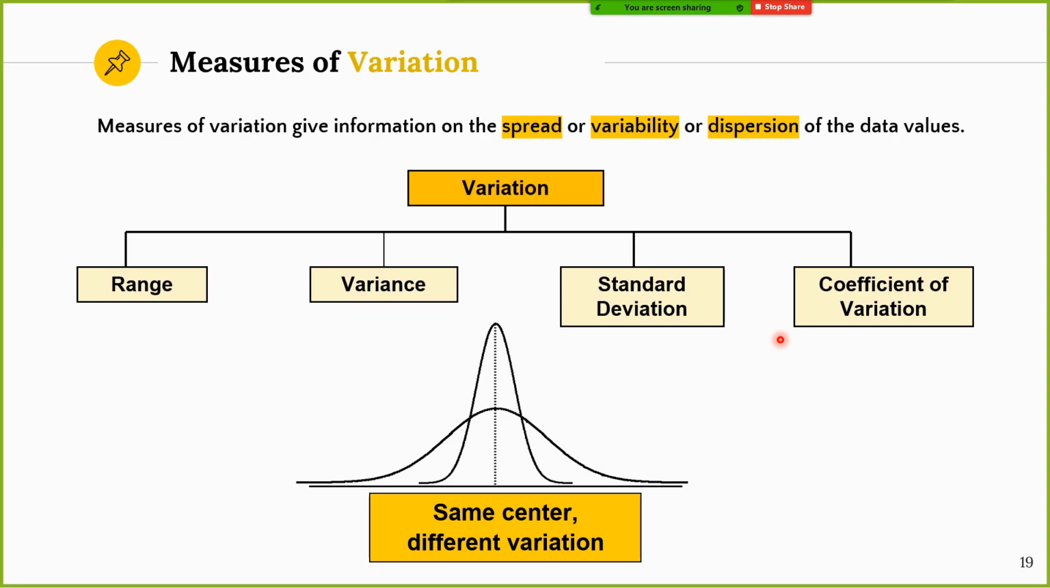Okay, variation will give you information about the spread of the data, the variability, and also the dispersion of the data values. So you can see the variation. We have several types of variation here. First is range, second variance, standard deviation, and next one is coefficient of variation.